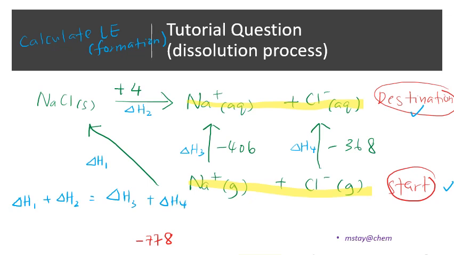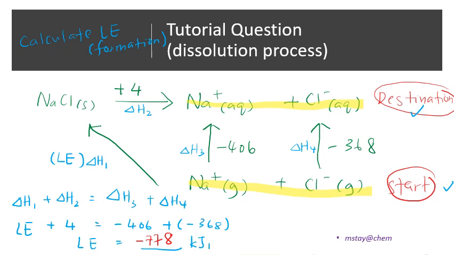Enthalpy 1 basically refers to the lattice energy, so we just write lattice energy here. Delta enthalpy change 2 is 4, and then equals negative 406 plus negative 368. Press the calculator and you will get the answer, where the unit is supposed to be kilojoule per mole, because 1 mole of solid ionic compound is produced.